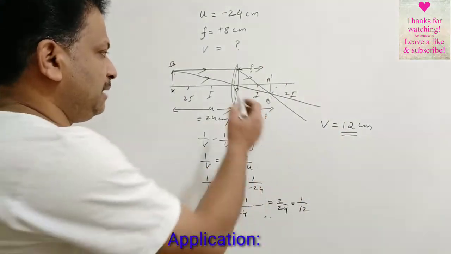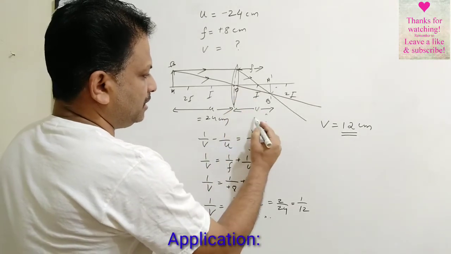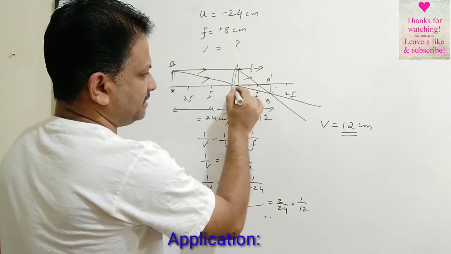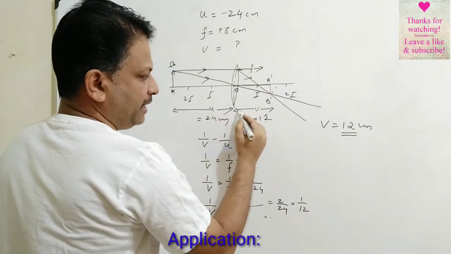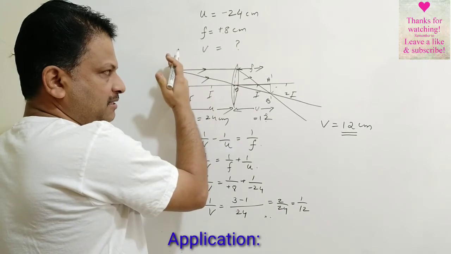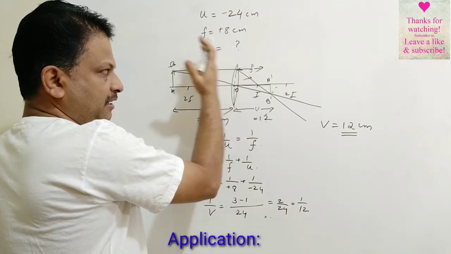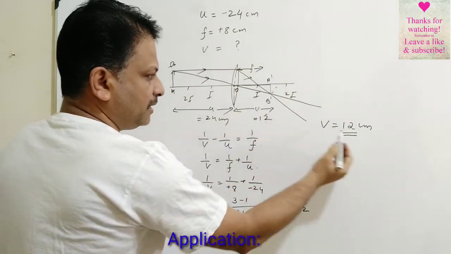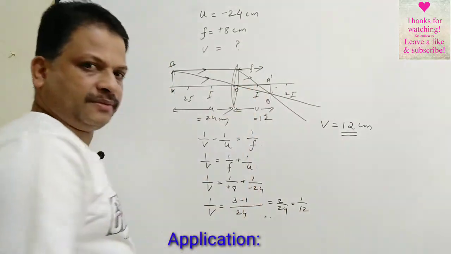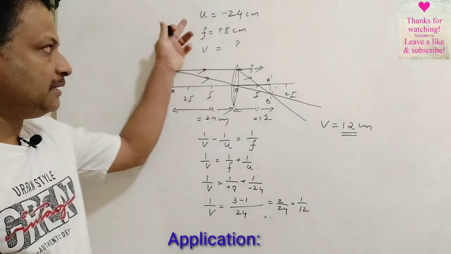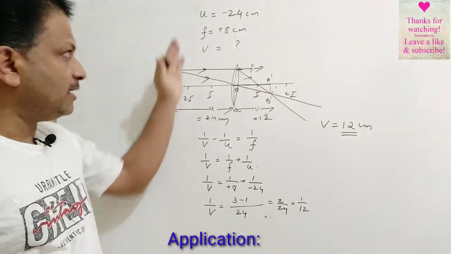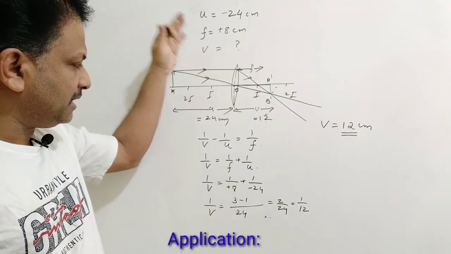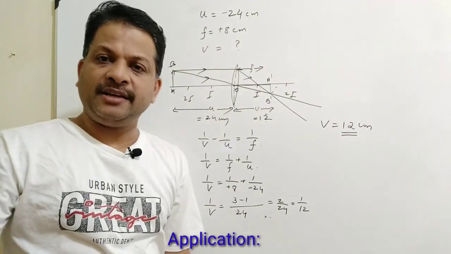Where is the image? The image is formed how much? 12 centimeter behind the lens. This is the behind portion of the lens, and this is the front portion of the lens where the object is placed. Remember this. So the image is formed 12 centimeter behind the lens. Clear? See how the sign convention is applied? Very simple. Once you understand the concept and remember the sign convention and the shortcut techniques, you can easily solve this kind of numericals.